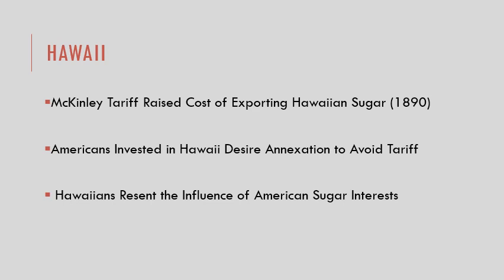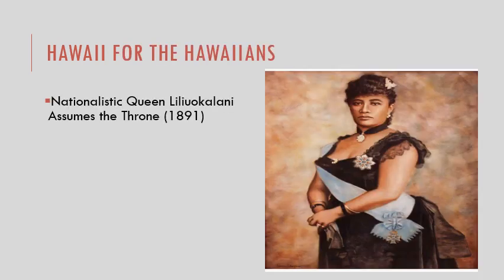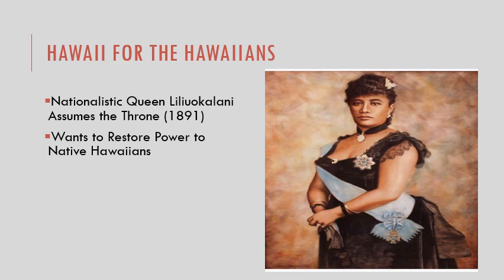So while Americans want control of Hawaii, Hawaiians, on the other hand, resent the influence of American sugar interests. They want these Americans out. And the leader that wants to throw out the Americans would be Queen Liliuokalani. She assumes the throne in 1891, and quickly she wants to get rid of the businessmen and the sugar interests and restore it to native Hawaiians. Of course, this will leave those folks not too happy.